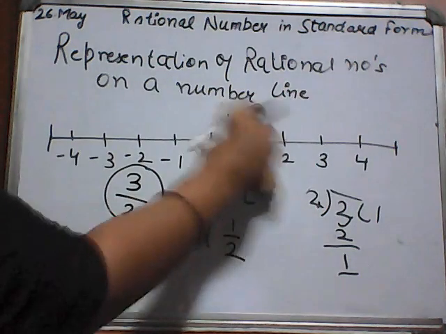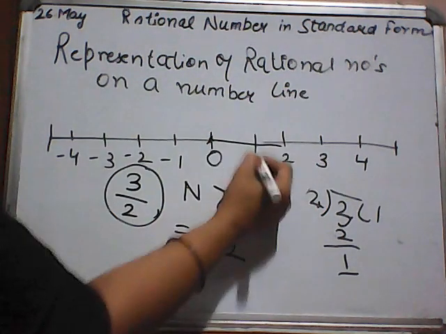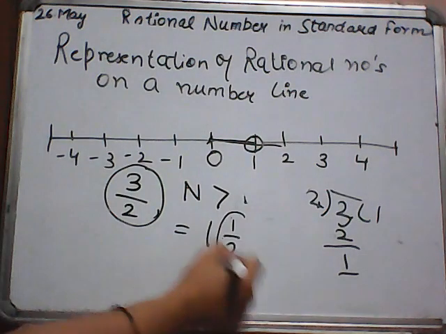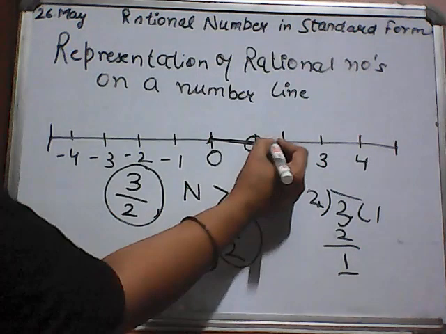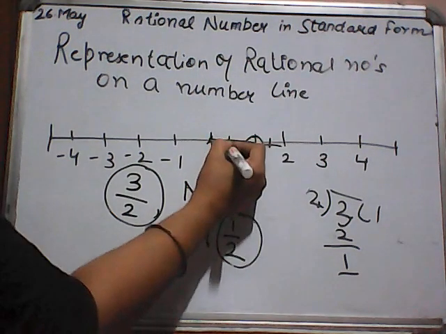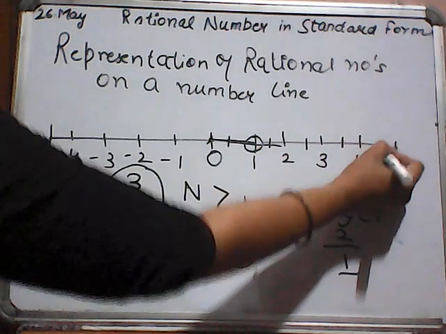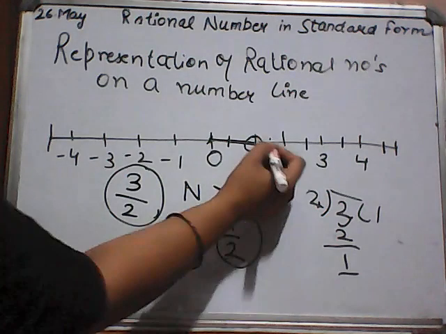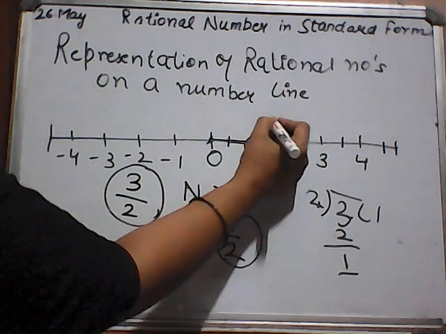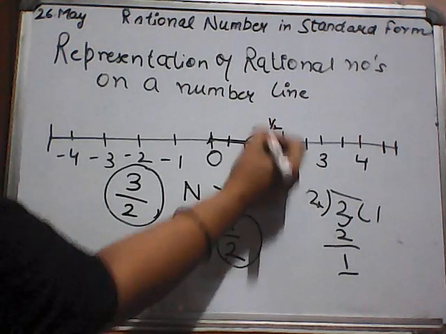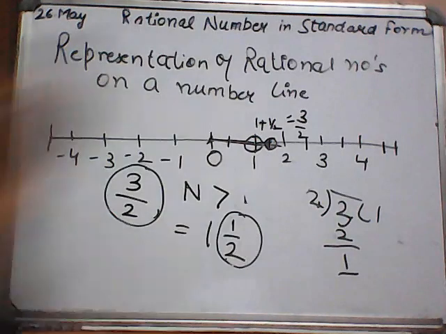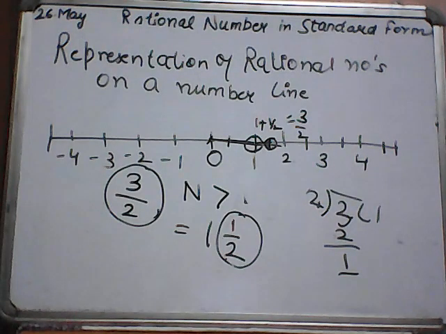How can we represent it on a number line? 1 full part: 0 to 1 is 1 full part. And next is 1 by 2. The denominator is 2, so you have to divide each integer into 2 equal parts. It is 1 part out of 2 equal parts. It is 1 by 2. 1 plus 1 by 2 is 3 by 2. In this way, you can represent 3 by 2 on a number line. It is positive, meaning you have to move to the right side from 0.